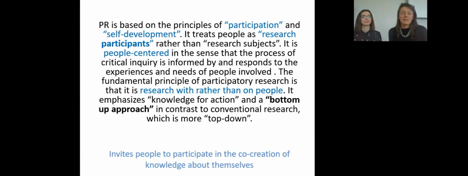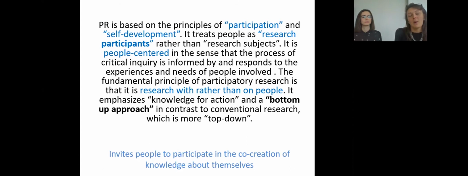So participatory research methods are based on the principles of participation and self-development. It treats people as research participants rather than research subjects, and that shift in language is really, really important. It's this idea that the individuals taking part in the research are participating rather than just being passive within the research process.